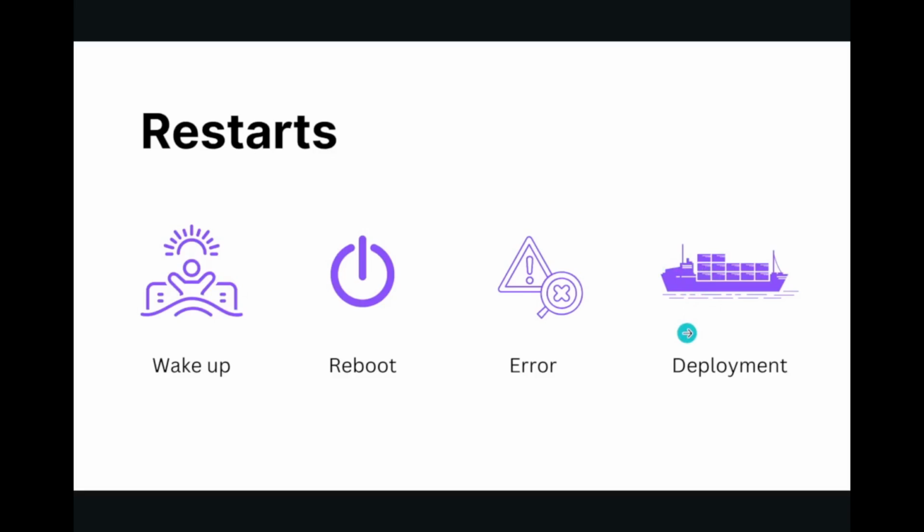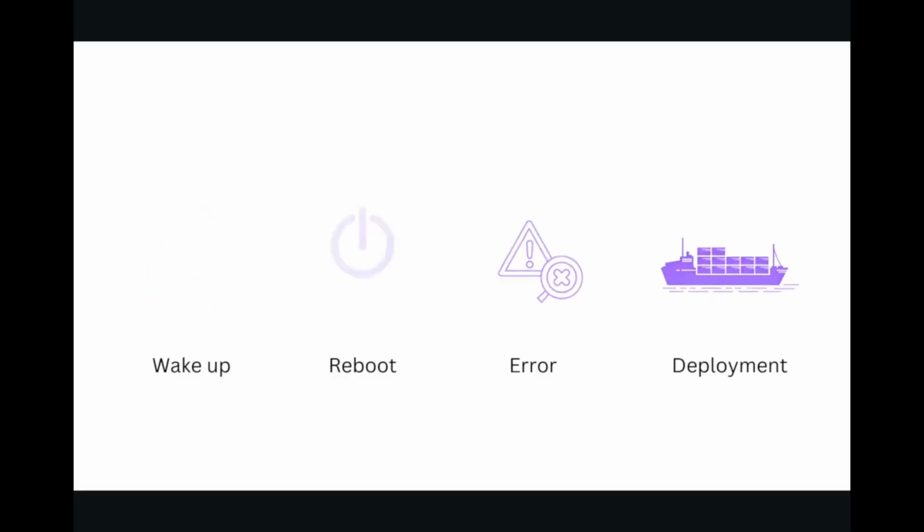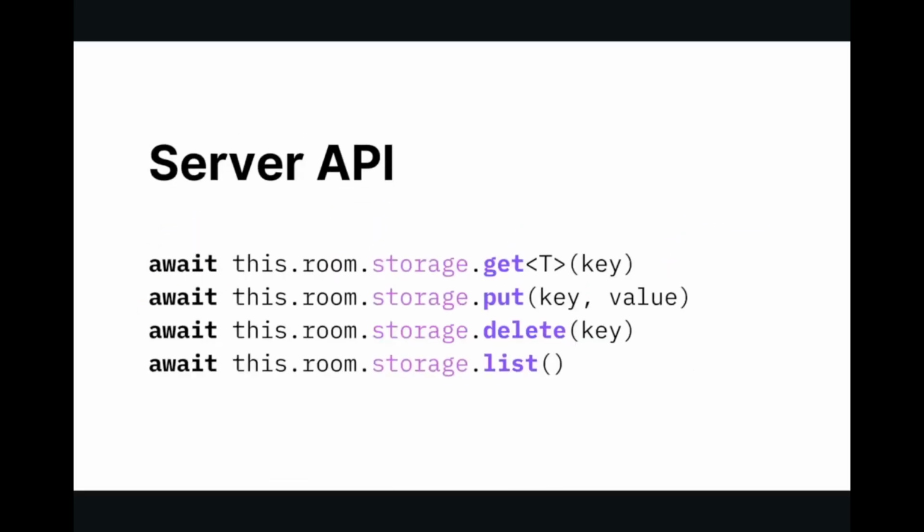And same with deployment. As you're deploying, new code is going to get started. So if you want that new code to still use the old state, you're going to need to put stuff into storage. So storage is incredibly important if you want to survive a restart. So let's look at the API.